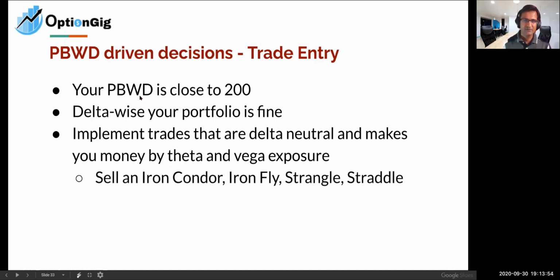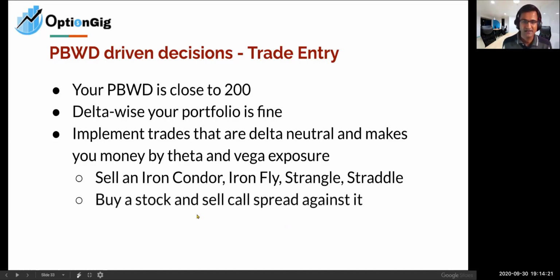So if your PBWD is fine, then you should look at doing delta neutral trades. Maybe iron condor, iron fly, strangle, straddle. Based on your risk profile and the option level privileges, pick up delta neutral.